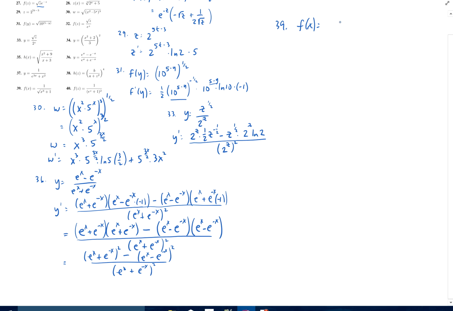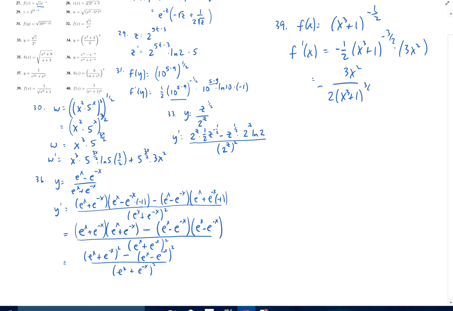39, f of x is, I'm going to write it like this, x cubed plus 1 to the negative 1/2. Then the derivative becomes negative 1/2 x cubed plus 1 to the negative 3/2, and then the chain rule times the derivative of the inside, 3x squared. So then that just becomes 3x squared over, put the negative out front, 2 times x cubed plus 1 to the positive 3/2.